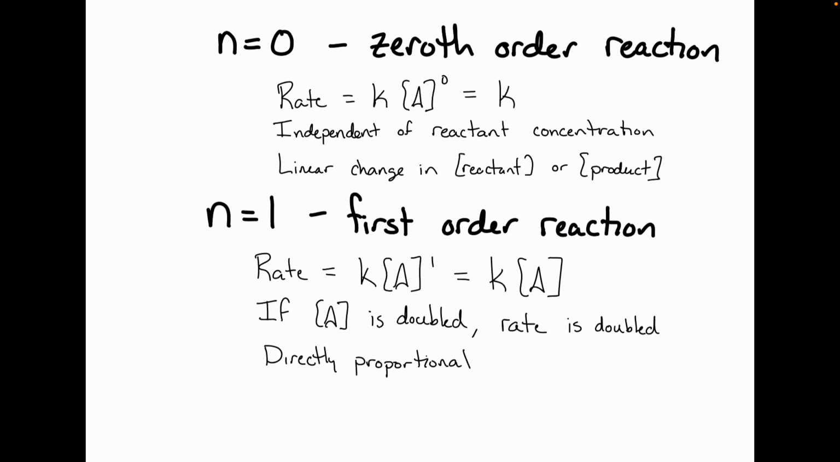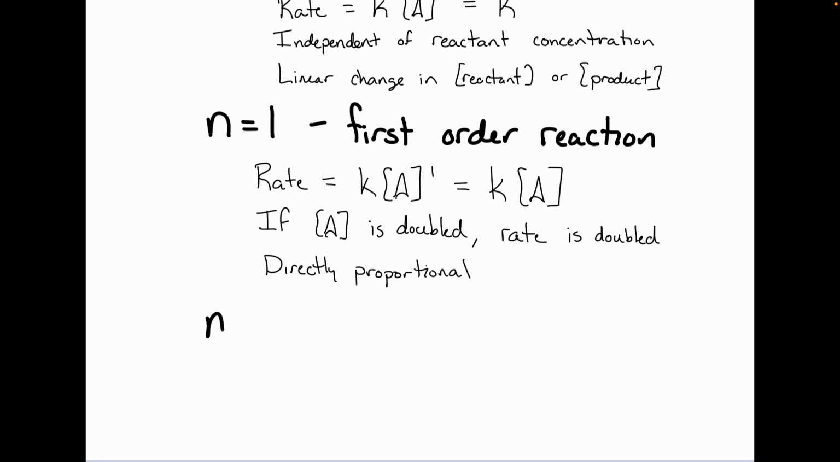And then lastly, again, for our purposes, n only has these three values. If n equals 2, what do we think we call that? A second order reaction. Yeah, we're super creative here.